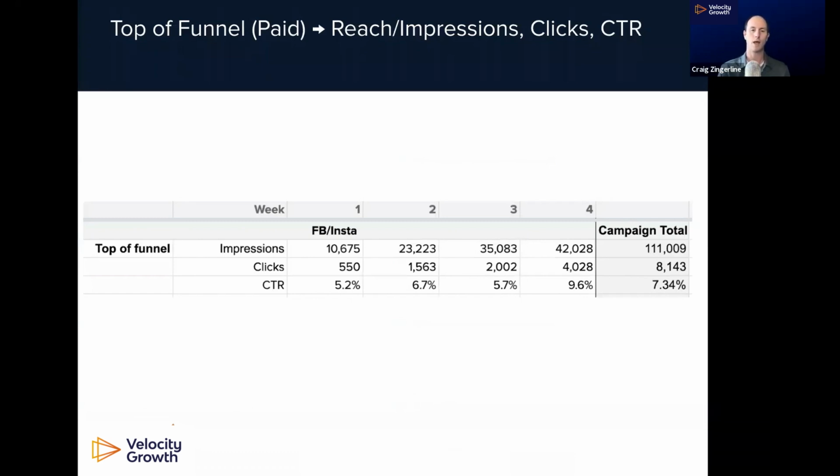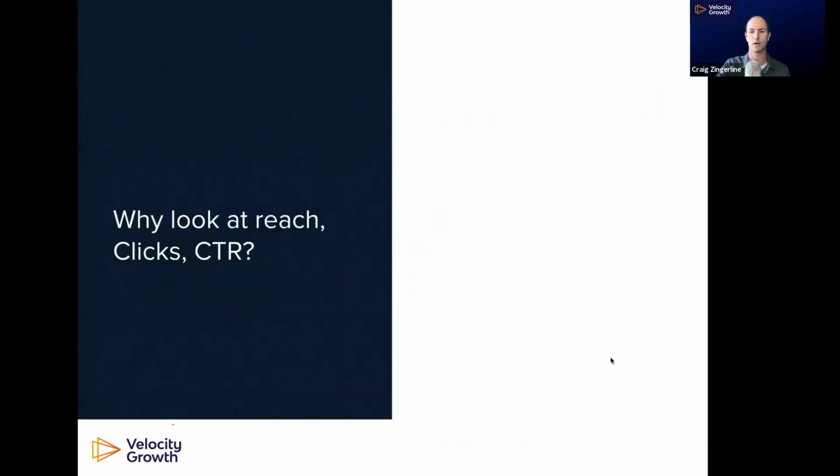When you look at the top of funnel metrics for customer acquisition, you're going to mostly be looking at things like reach and impressions, clicks, and click-through rates. And I'll show some examples of data along the way here. This is a Facebook and Instagram example looking at 4 different weeks of growth through various campaigns that we've run. Notice the impressions, the clicks, and the click-through rate are the metrics that we care about here. Now, why do you care about these?